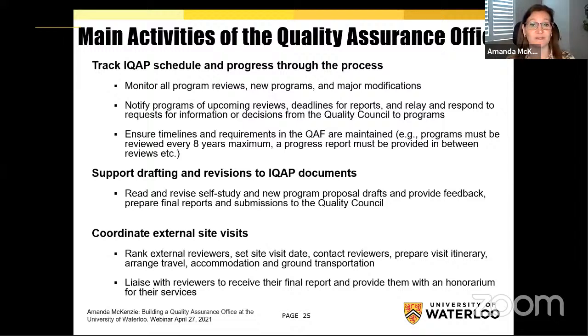We also support and draft the ICAP documents. So I mentioned we read all the self-study documents and the new program proposals and provide feedback. So our office does a lot of reading. And we are also responsible for submitting this documentation to the Quality Council. And we coordinate the site visits. So those are kind of the main three things that we manage in our office.